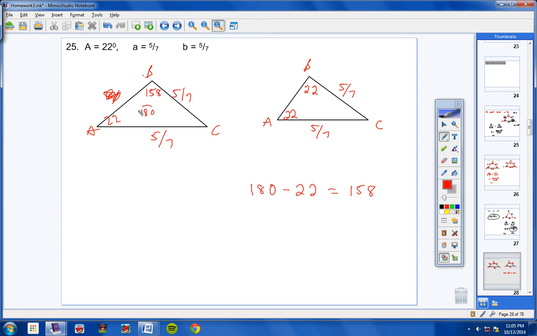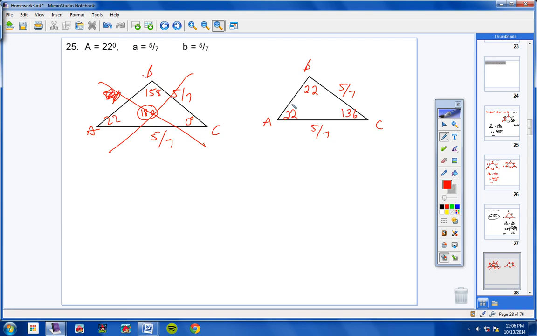So that means this angle over here would have to be 0 degrees, which, of course, is impossible, students. So this triangle here does not exist, okay? So we just have one triangle to worry about. And so real quick here, angle C should be pretty easy to find. 22 plus 22 is 44. 180 minus 44 is 136.